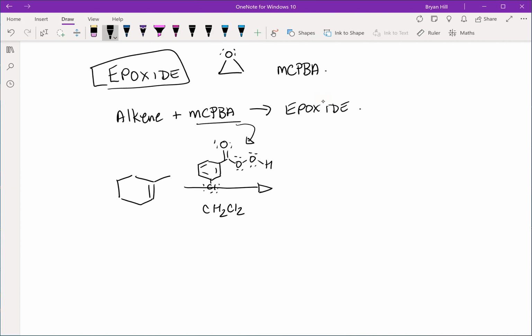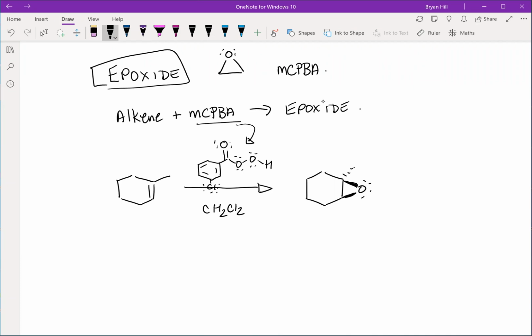So mCPBA is that peroxybenzoic acid. If we do this, we are going to make our epoxide, and I'll just draw the stereochemistry up. 50% of it would be up, 50% of it would be down. But for the next part, the important part, we need to at least define one way or the other.